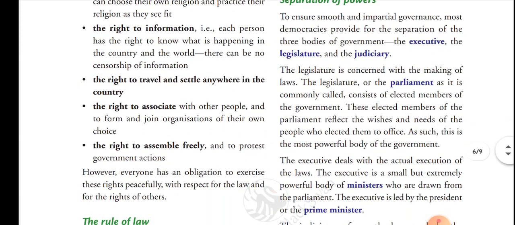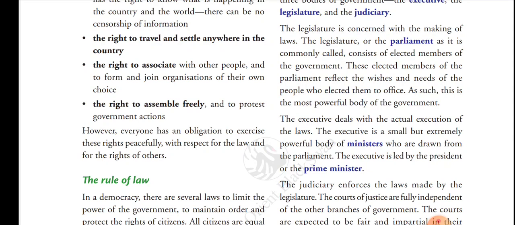Next, the right to information. According to this, each person has the right to know what is happening in the country or in the world, and there can be no censorship of information. Means no one can interfere. They get the information about what is happening in the country and in the world. Next one, right to travel and settle anywhere in the country. The people are free to visit any place of the country and they can settle anywhere.